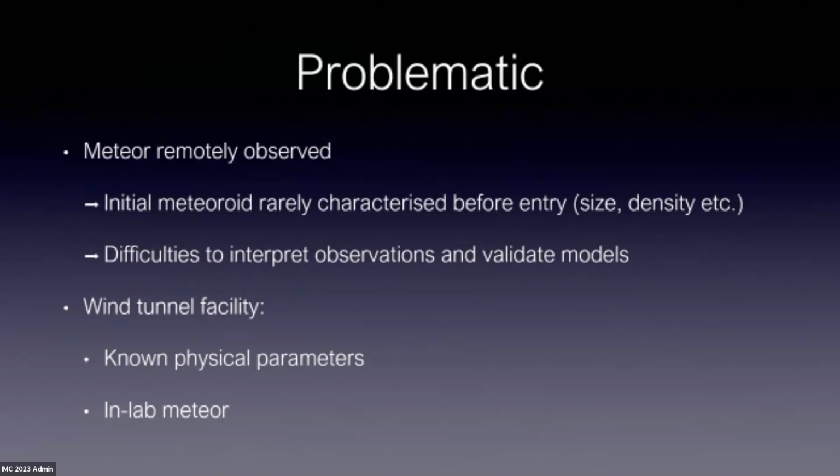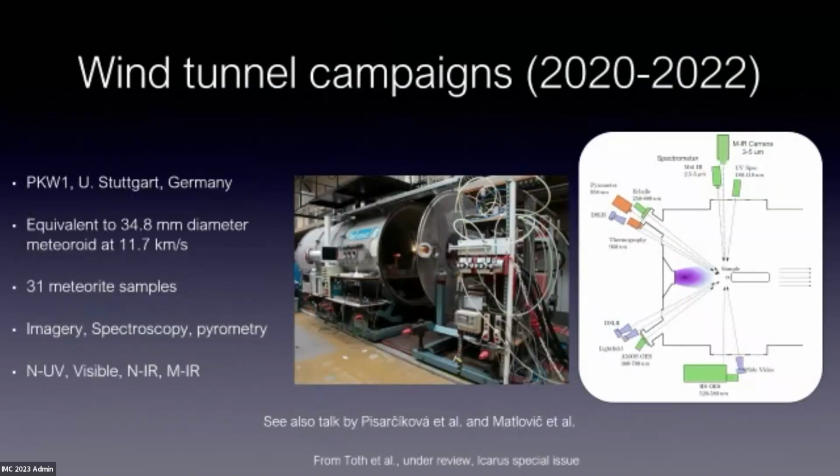So the advantage of having an artificial meteor in the wind tunnel is that you control everything, the flow speed, and you know exactly what's in there because you put it yourself. So you know the mass, the size, the density, the composition, and now you have a meteor.